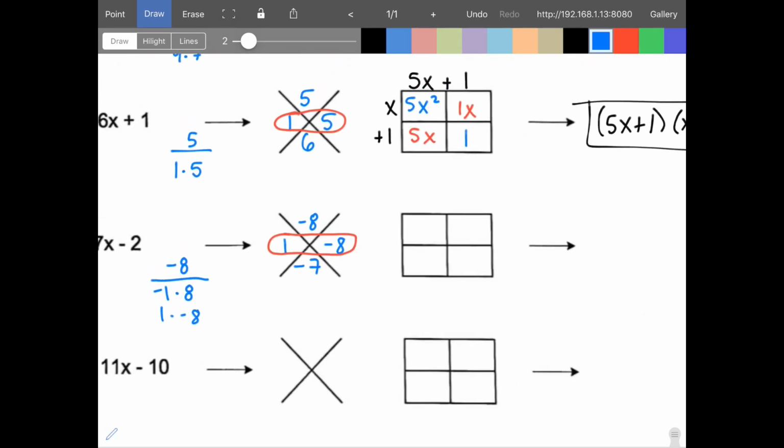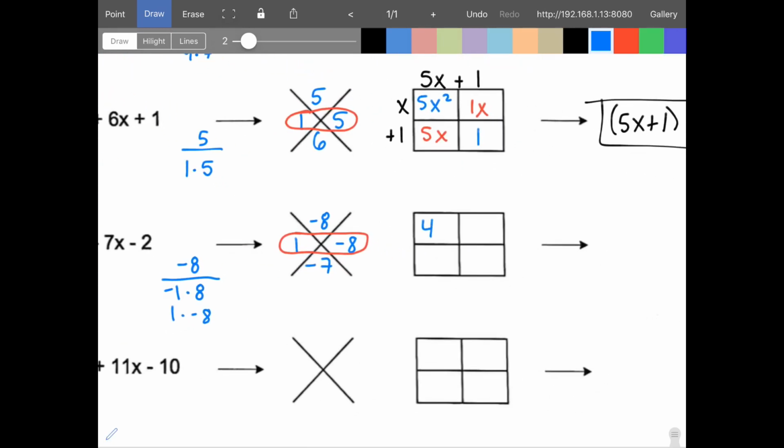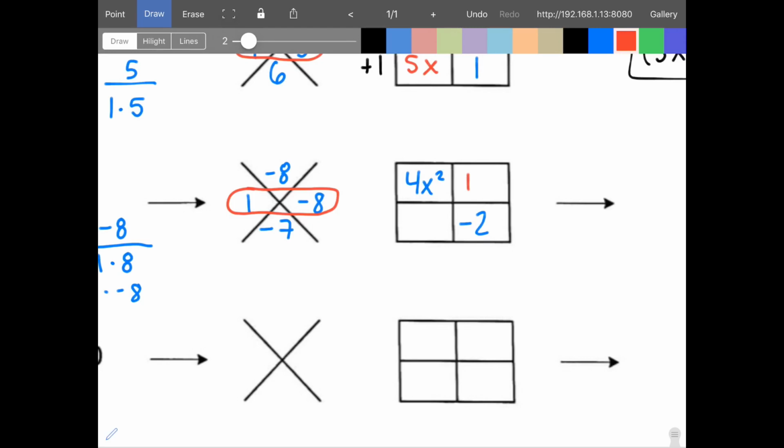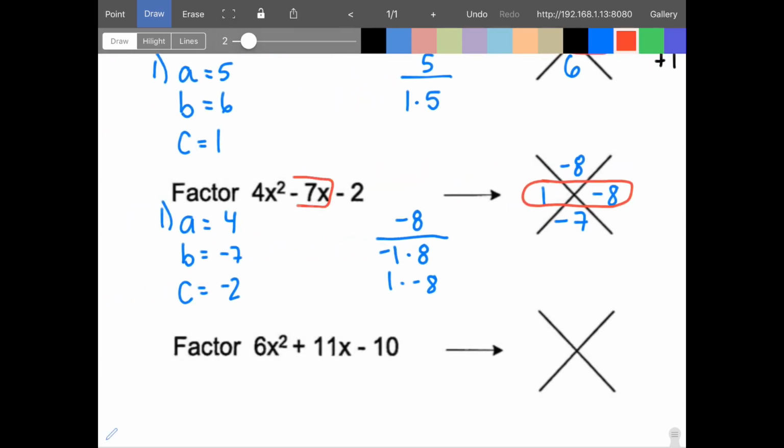And then we're going to write our ax squared term, which was 4x squared. We're going to write that in the first box. And we're going to write c, our constant, in the bottom right-hand side. And then we're going to take our two, again, it doesn't matter which order. We're going to put 1 and -8, and then always remember to add on an x. They have to add up to this middle term. So 1x minus 8x is -7x.